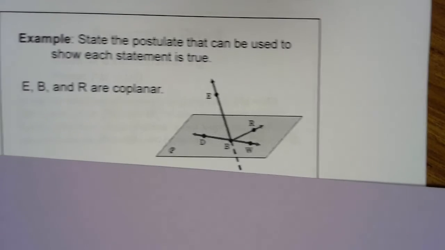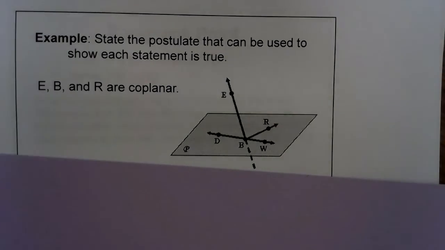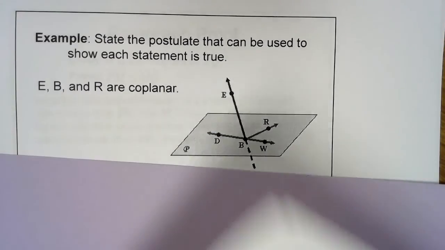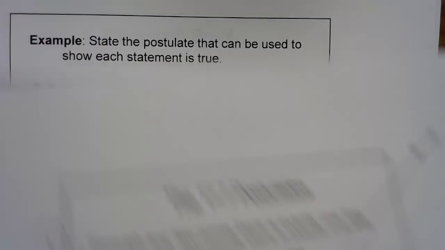Okay, so let's look at this. So this one says to state the postulate that can be used to show that the statement is true. So this one says that E, B, and R are coplanar. So I'm talking about 3 points forming a plane. So if I go back and look at my postulates, it says 3 non-collinear points determine a plane. That's postulate number 2.